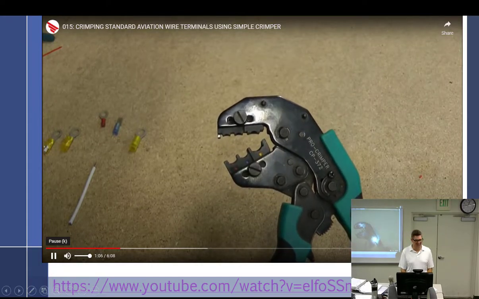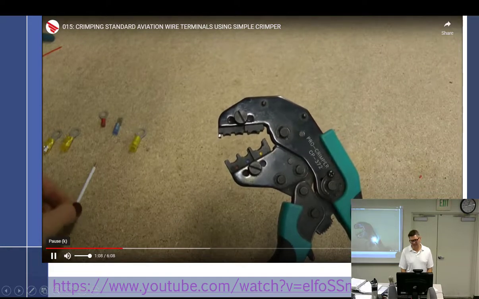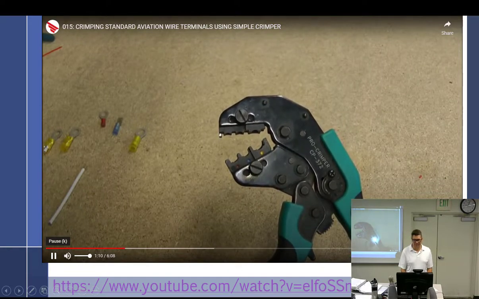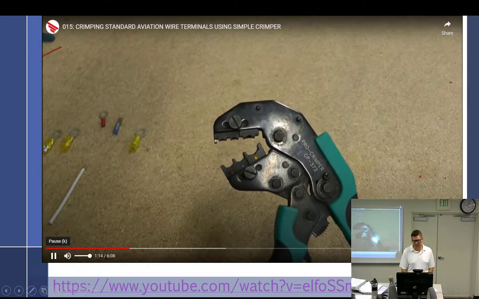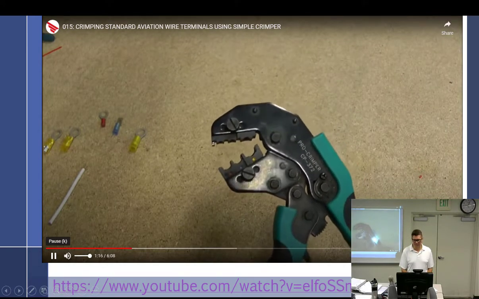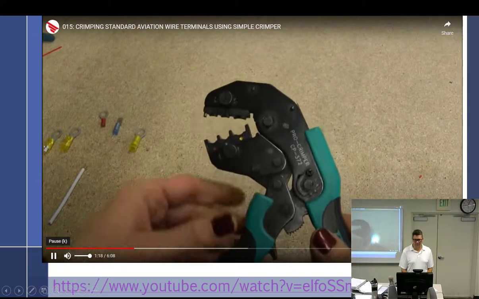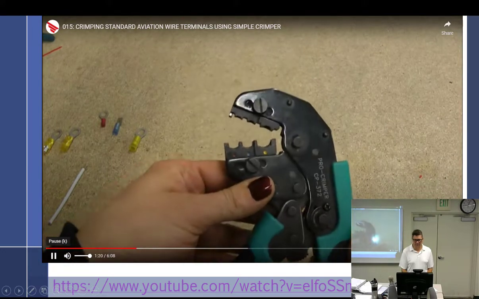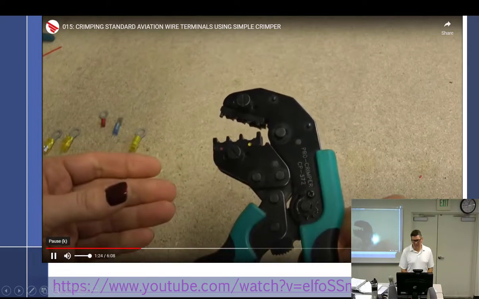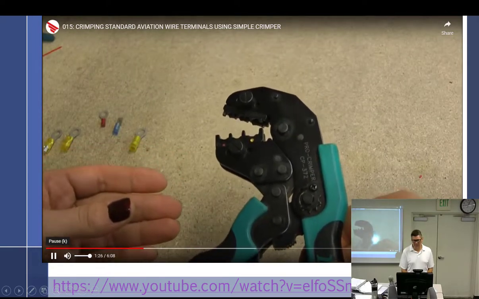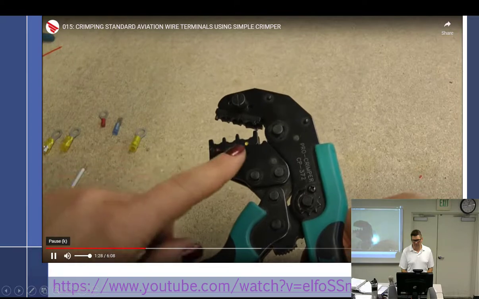I'm going to show you on a yellow, only because it's bigger and it's easier to see what's going on. It's going to be a little harder to crimp, but we'll get through that. The jaws are different on the front and the back. It's important that you know the difference and what they do. That's a source of confusion for some.